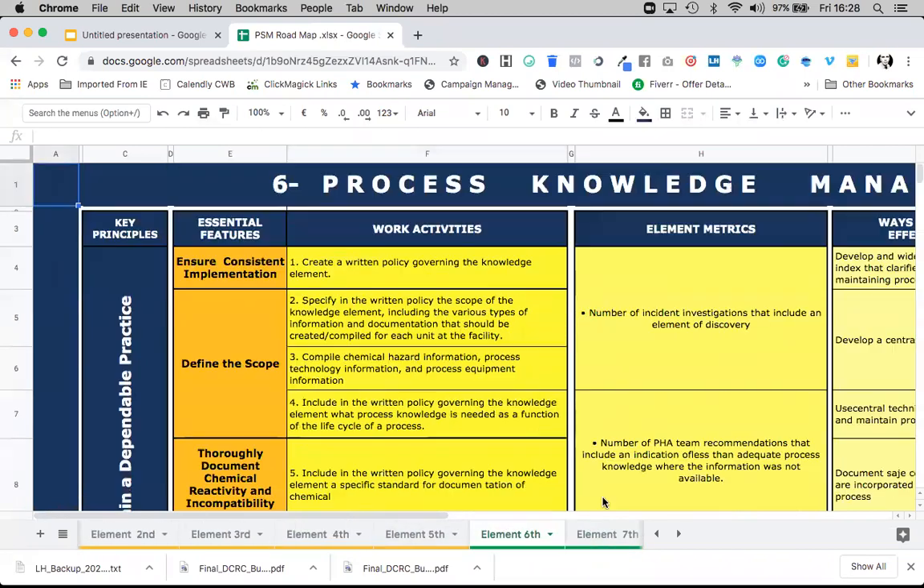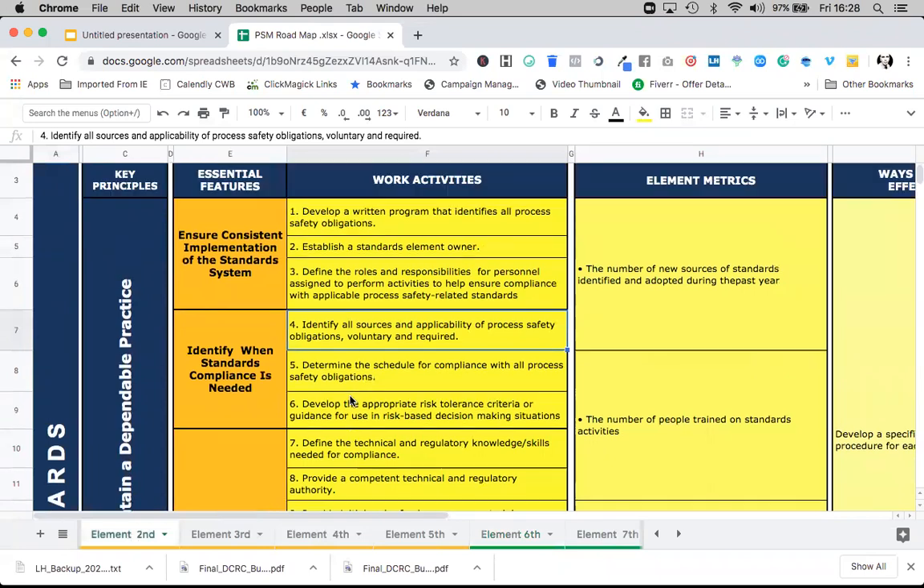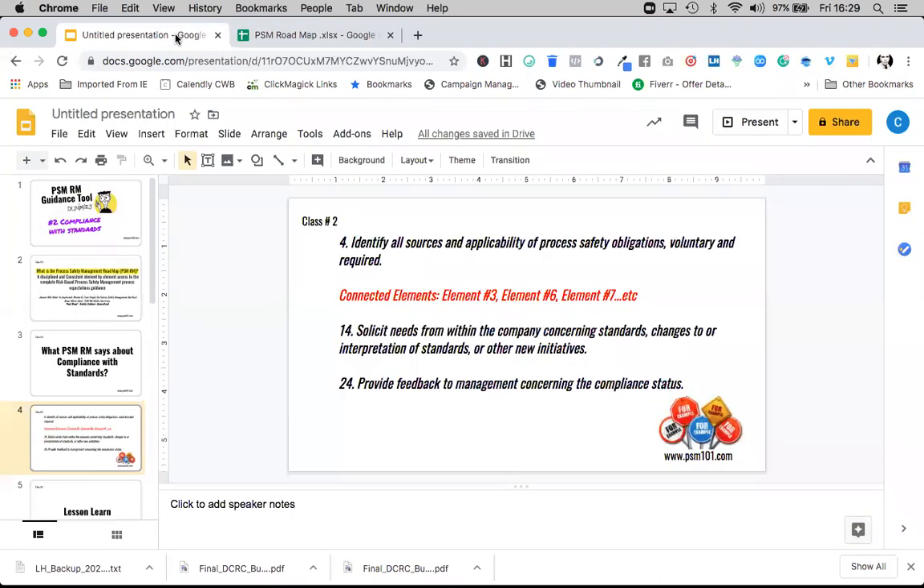In element six, we are talking about process knowledge management. We need somebody that knows the process. We need somebody that is competent to review the standards that we're supposed to apply. Okay, let's go back to element two, number four. We went through the game already. You can keep connecting elements and see what is applicable.